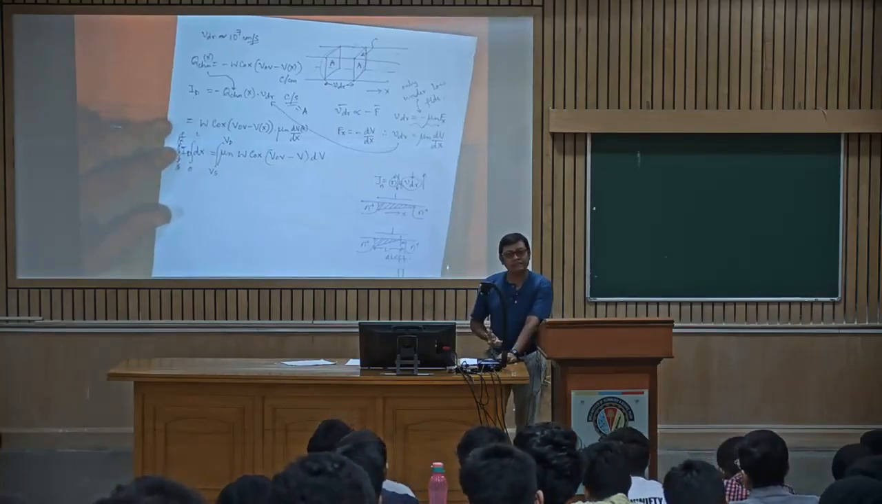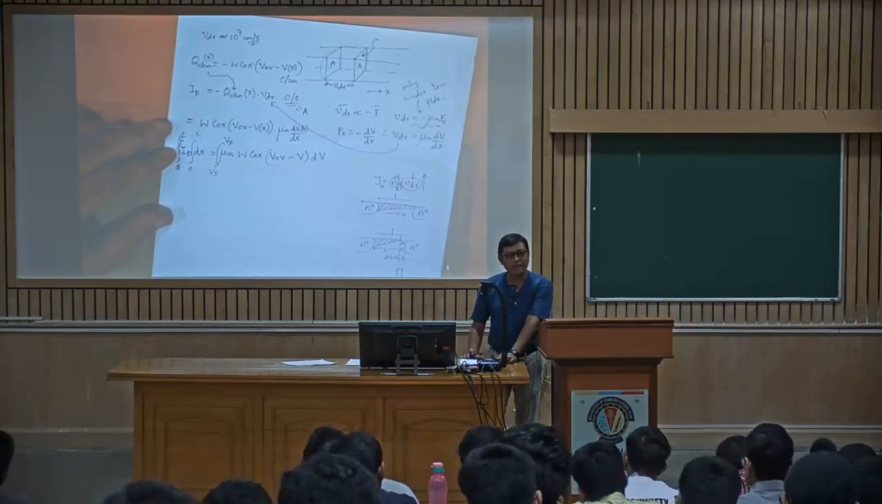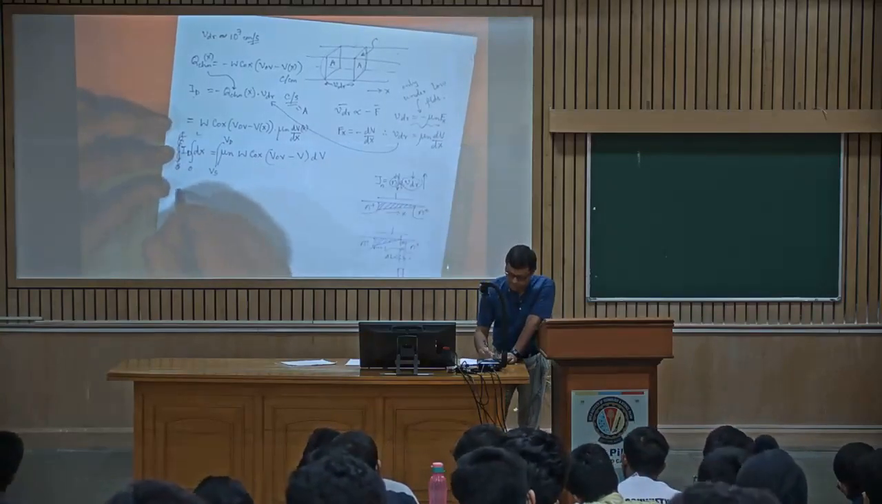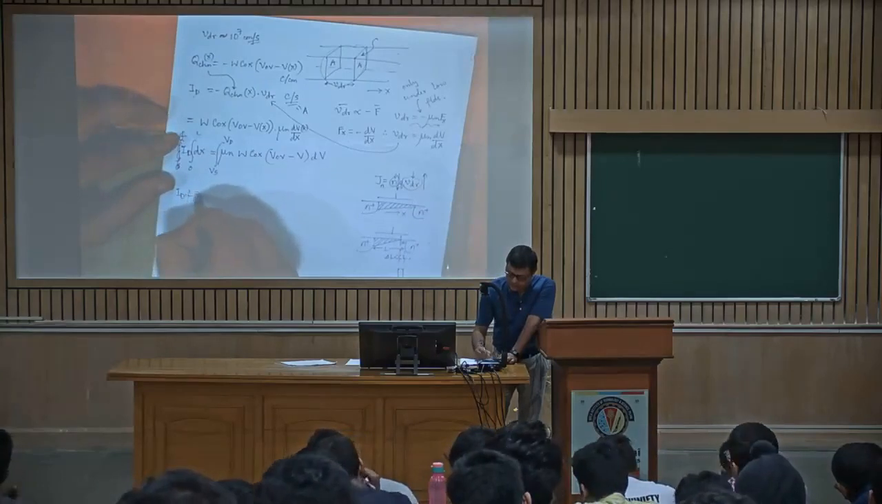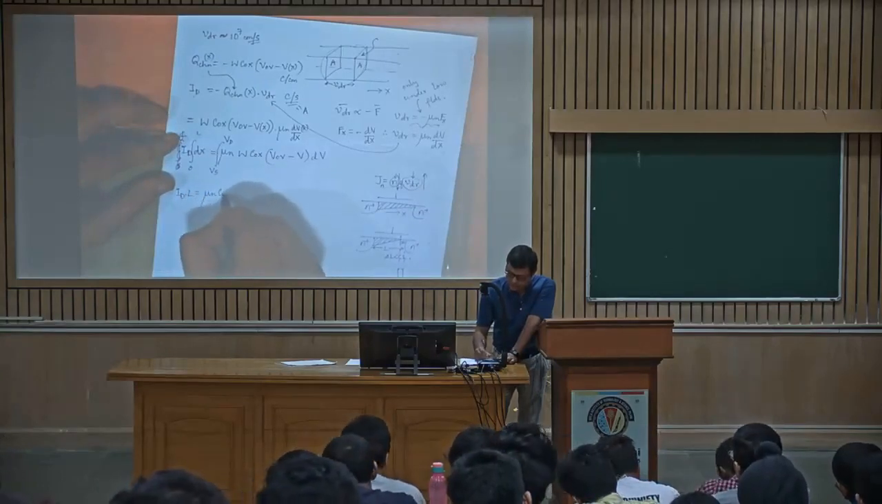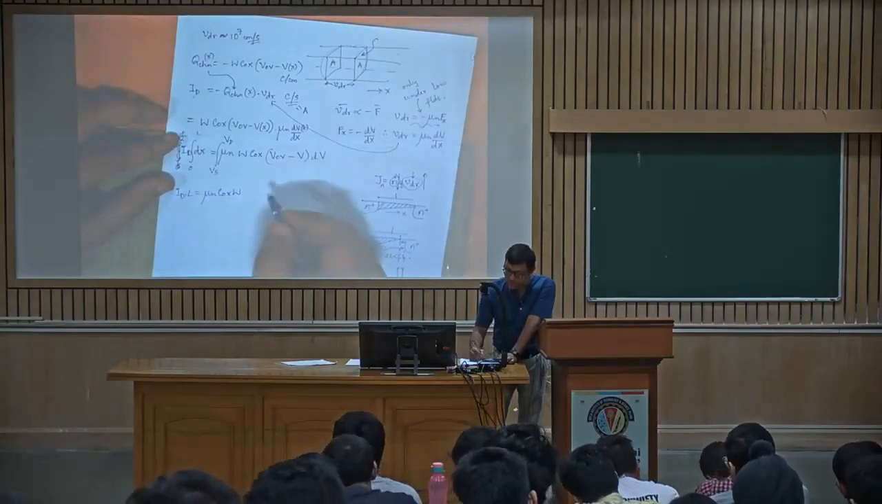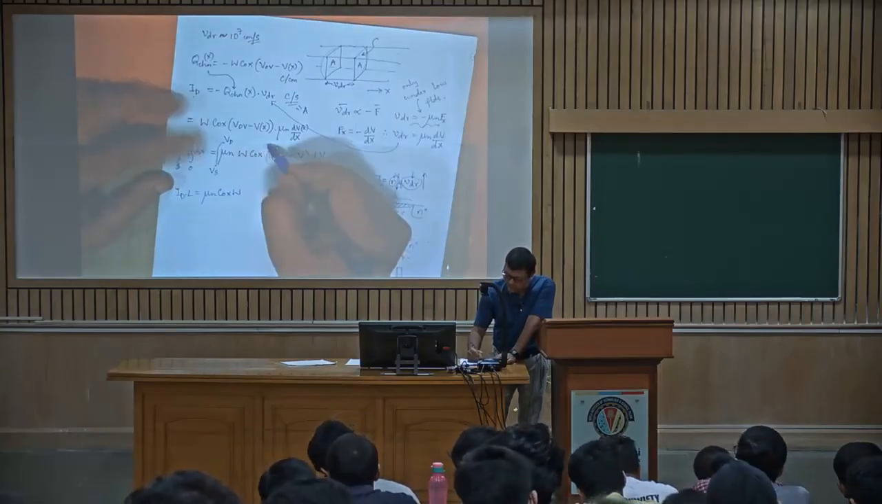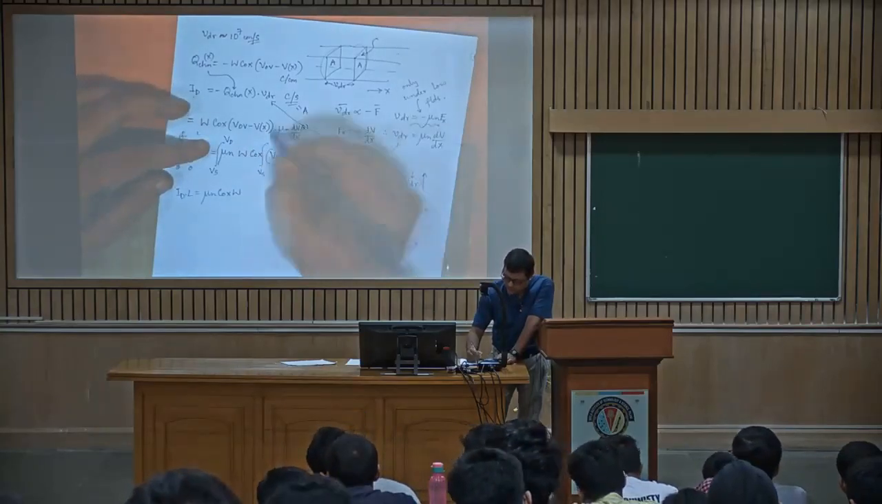The rest of the integration, you already knew from BITS. ID into L is equal to mu n Cox W. Then how much is that? Again, this part is a constant, so Vs to Vd.